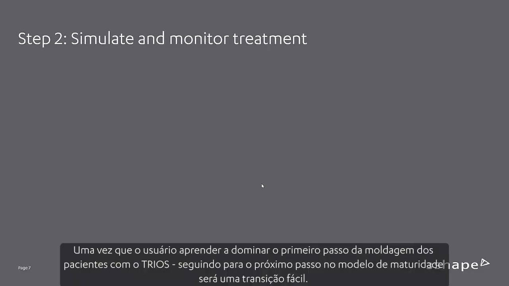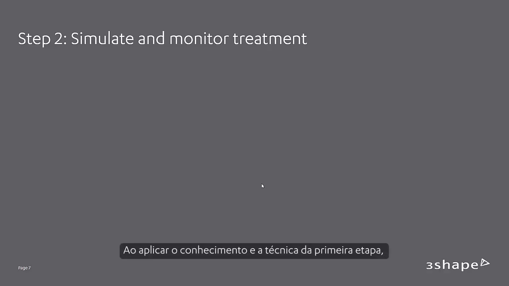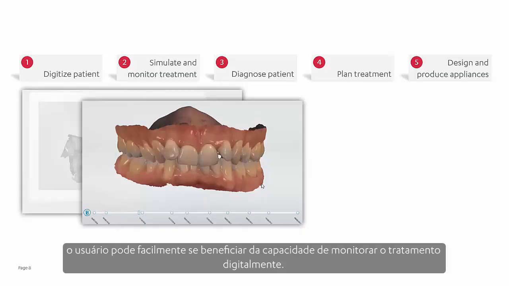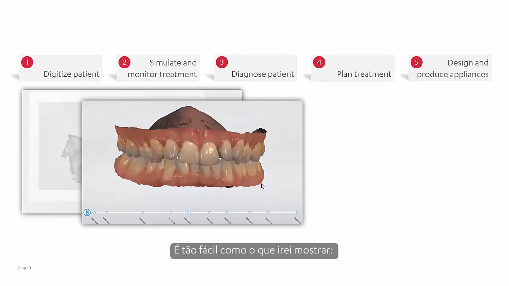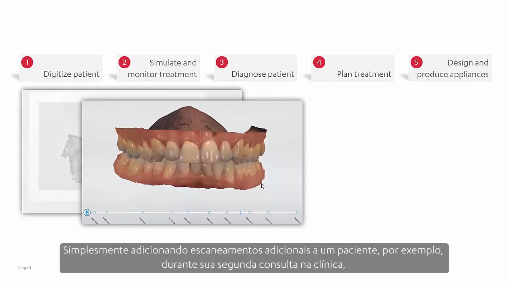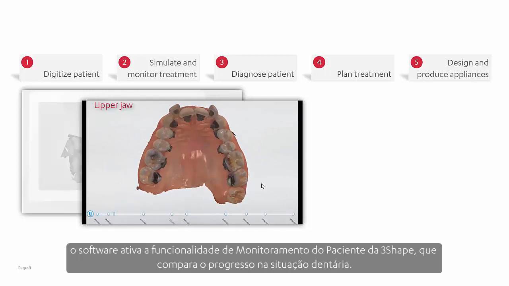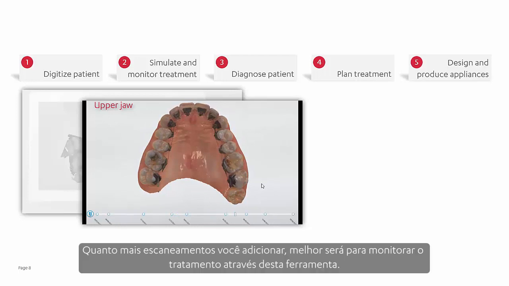Once the user has learned to master the first step of scanning the patient with the Trios, moving to the next step in the maturity model is an easy transition. By applying the knowledge and scanning technique from step 1, the user can easily benefit from the ability to monitor treatments digitally. It is as easy as this. By simply adding additional scans to a patient, for instance during his or her second visit to the clinic, the software enables 3Shape's patient monitoring functionality, which compares the progress in the dental situation. The more scans you add, the better you are able to monitor the treatment via this tool.